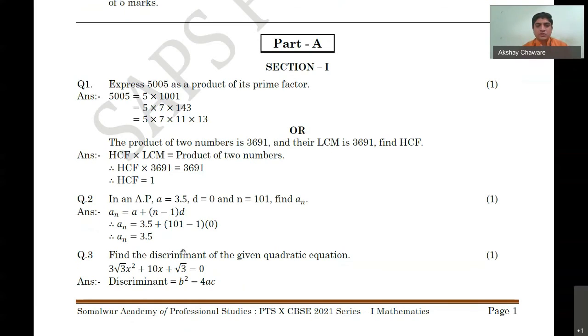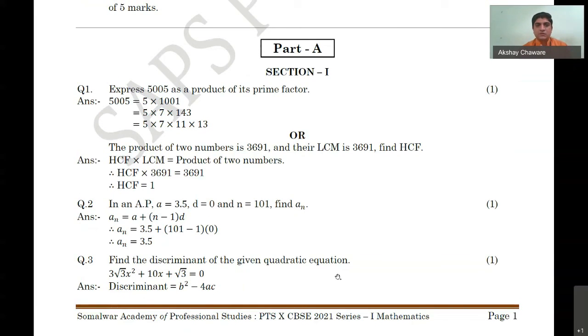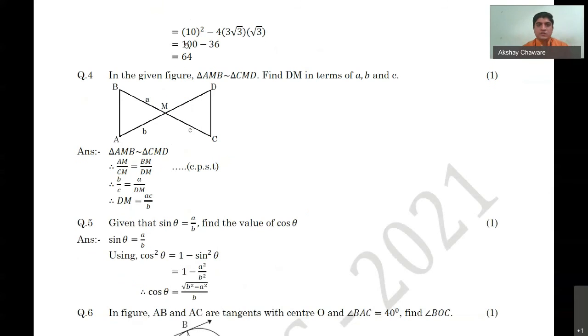Now in the next question, find the discriminant of the given quadratic equation. We know the discriminant D is equal to b square minus 4ac. After comparing the given equation with the standard form ax square plus bx plus c equal to 0, we get the respective values of a, b, c. After substituting, we get the answer, which is 64. So this is your required discriminant.